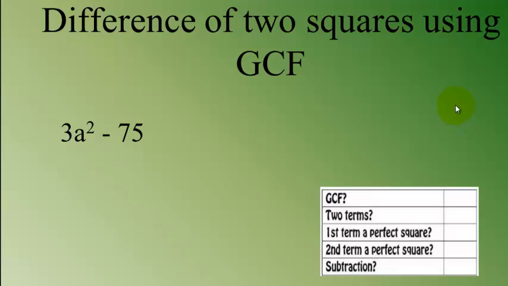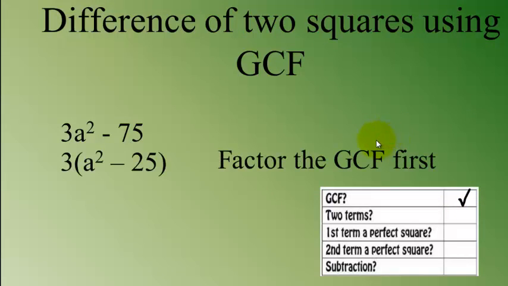3a squared minus 75. Do we have a GCF? Yes, we have a GCF. Our GCF here is 3. So we can factor out 3 right now. We're going to get 3 times a squared minus 25.